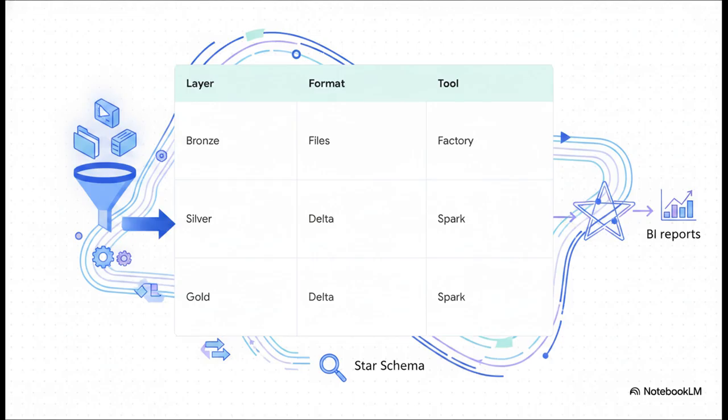Next, the data flows to the silver layer. This is where you clean, deduplicate, and schema validate your data, storing it as Delta tables using upsert or merge operations. Finally, we hit the gold layer. This data is highly aggregated, beautifully curated, and modeled into a tight star schema specifically for your BI reports.